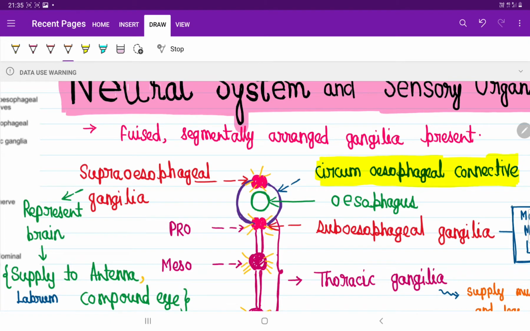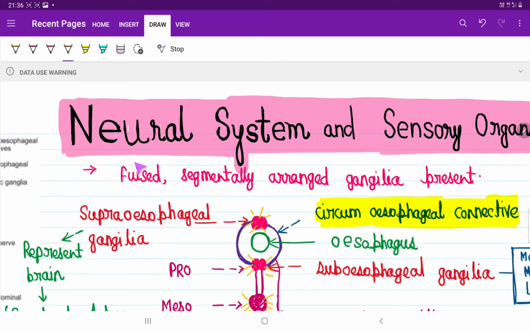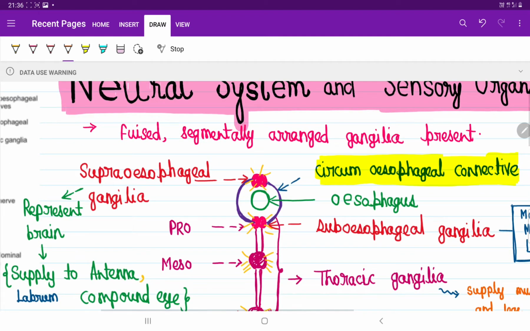They have ganglia. You all know what ganglia are. A ganglion is a collection of cell bodies of neurons, right? The cockroach ganglia will always be bilobed. Bilobed means it seems like one pair of lobular structures are fused. We count them as only one, but it looks like two lobular structures are fused here, right? So fused, segmentally arranged ganglia are present.